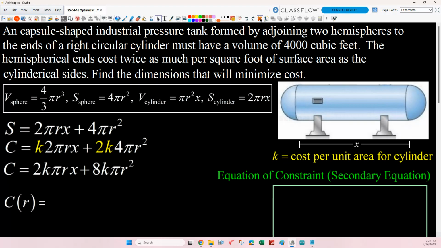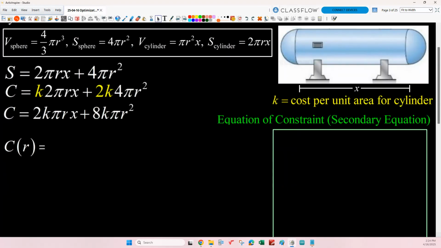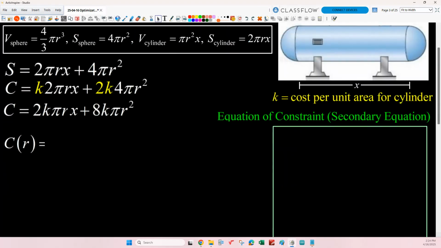Okay, so now we can just do calculus. Now we've got a cost function. There's our objective function, right? What's the problem with this? Two variables, yeah. So I'm going to need some secondary equation, right? Okay, it's got to come from some number. What's the constraint on this?